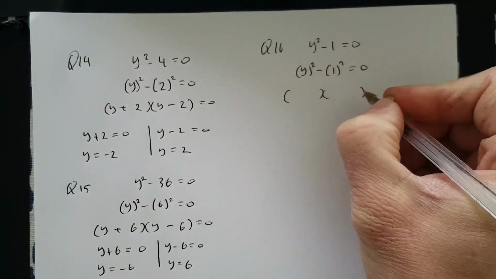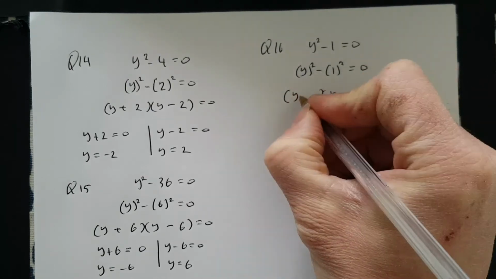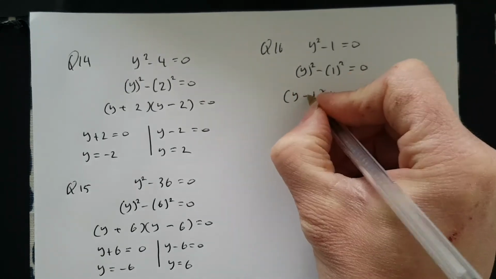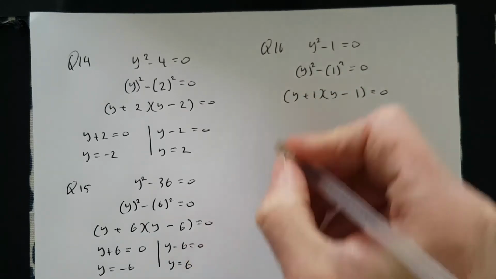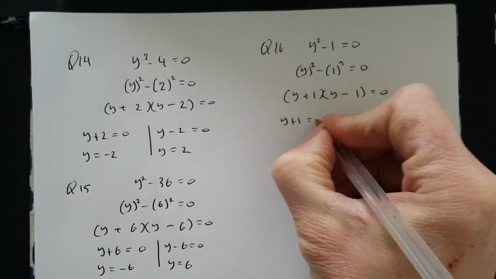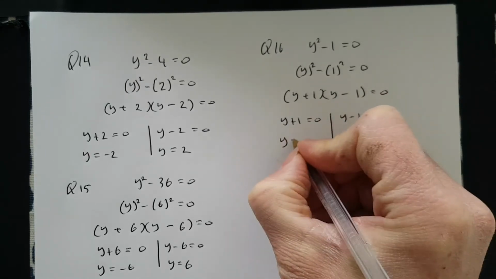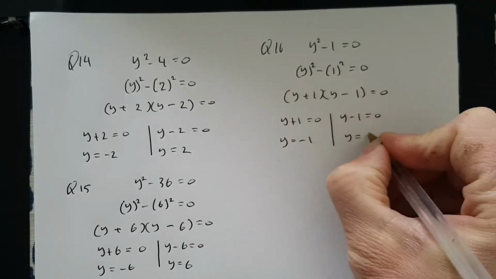So I can open up my two brackets again. I have y and y. My second term goes into the second part of each bracket, which is 1 and 1, and we have our plus and our minus again in each bracket. So I get two possible solutions, y plus 1 is equal to 0 and y minus 1 is equal to 0. So that gives us y equals minus 1 and y equals 1.